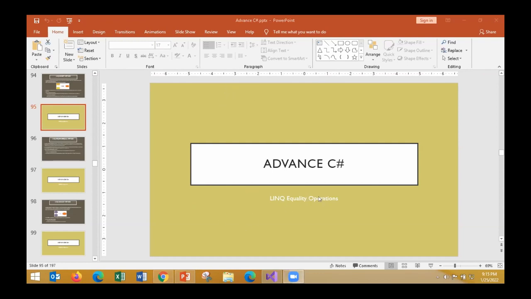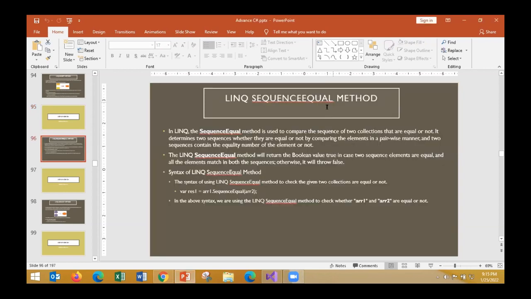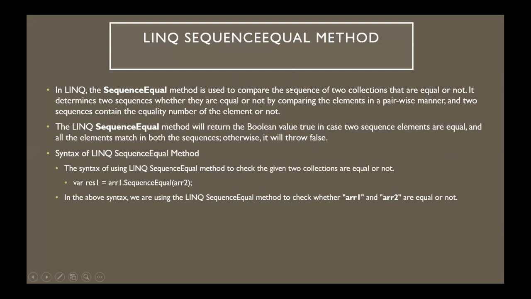Okay. So equality operations, and that is possible by using the SequenceEqual method. In this particular method, we compare the sequences of two collections to see whether they are equal or not. It basically determines whether two sequences are equal by comparing the elements in a pairwise manner, and whether the two sequences contain the same number of elements or not. The SequenceEqual method will return the Boolean value true if all the elements match in both the sequences. Otherwise, it will return false.